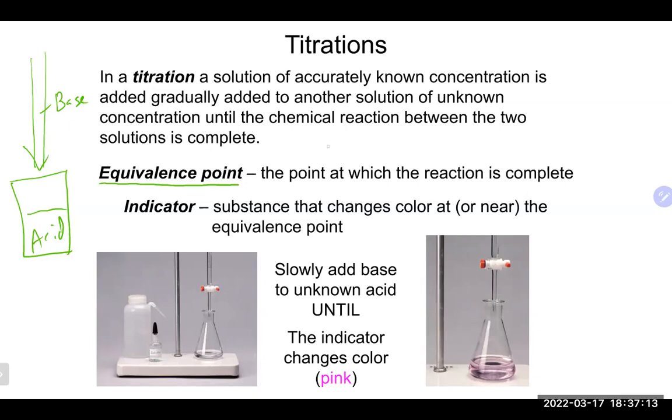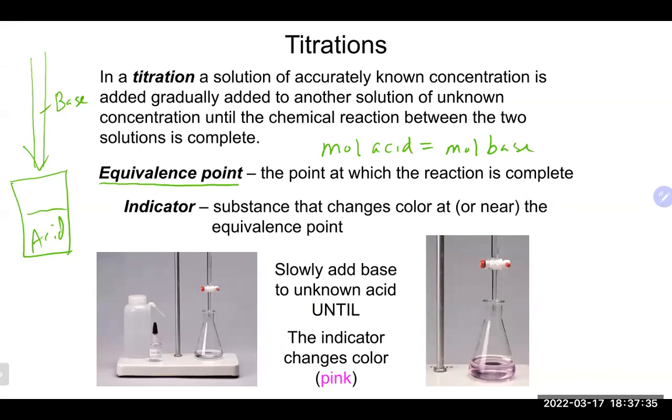It is the point where, in an acid-base titration, the moles of the acid equals the moles of the base. So that is your equivalence point, the point when those two exactly equal each other. How do we know when we reach the equivalence point? We typically use some type of indicator.